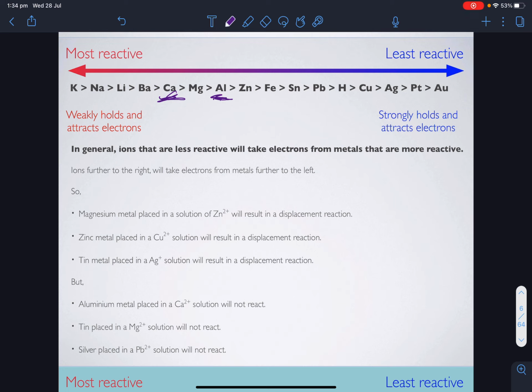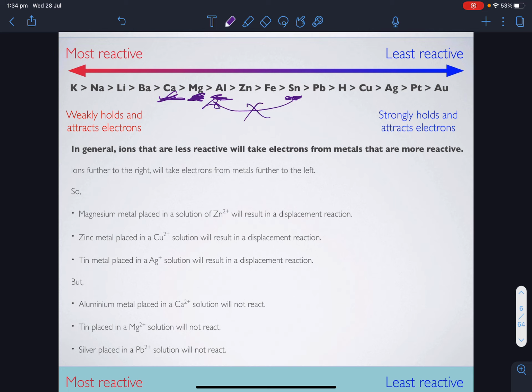Tin, there we go, Sn for Stannum. Tin placed in a magnesium 2 plus solution. Magnesium's all the way up there. The tin's not going to let go of those electrons and transfer them up there. No. And silver placed in a lead solution.